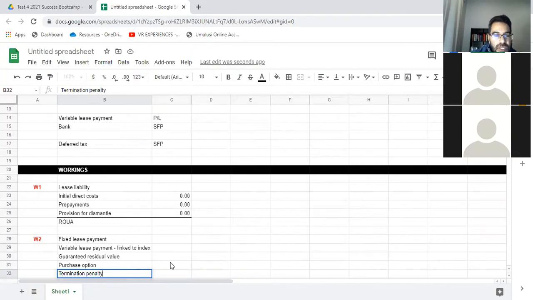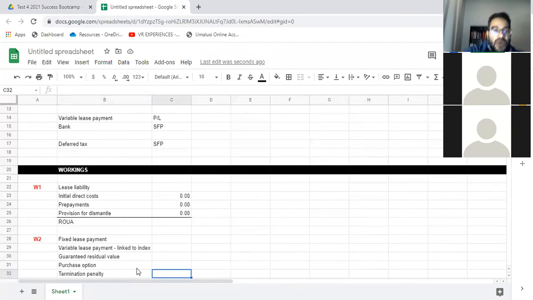Remember, just take note, a contract can have a purchase option. It does not mean you must include it. You only include a purchase option if you expect to exercise that option. Similarly, a contract can include an early termination penalty, but you only include it if you expect to early terminate. Okay, so just be aware of that.